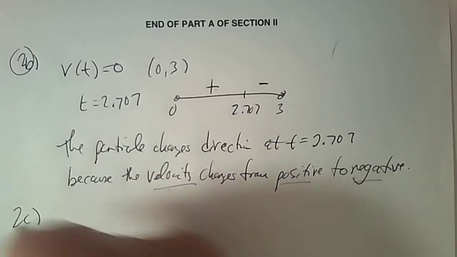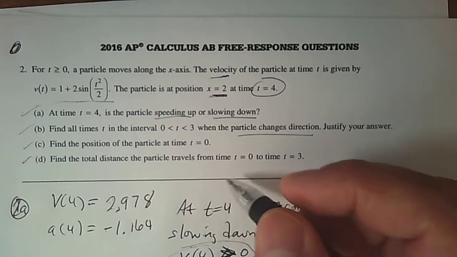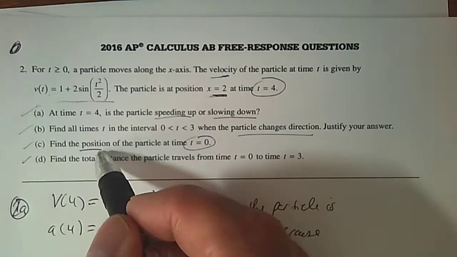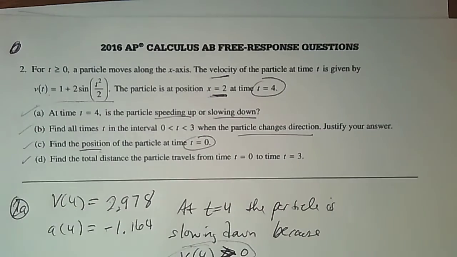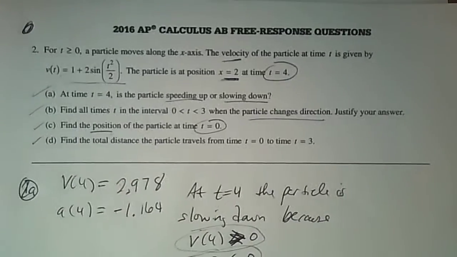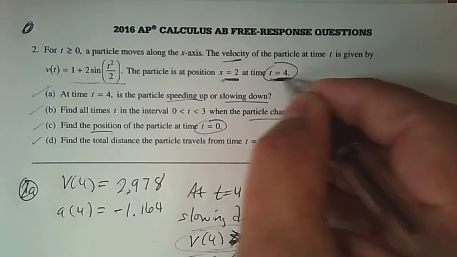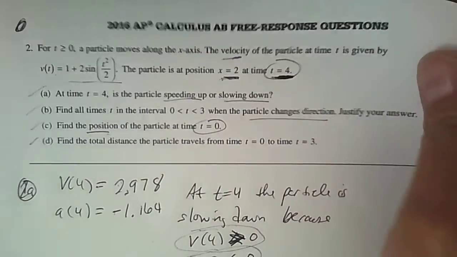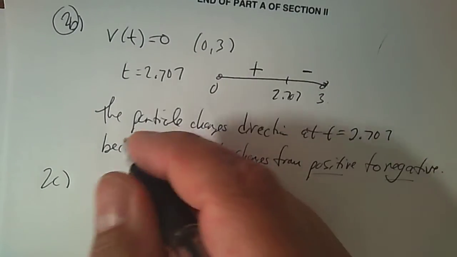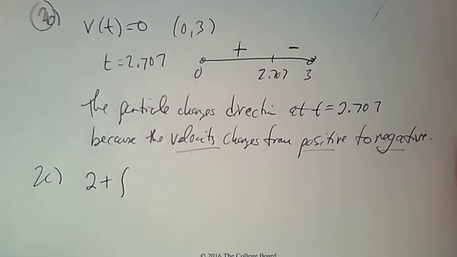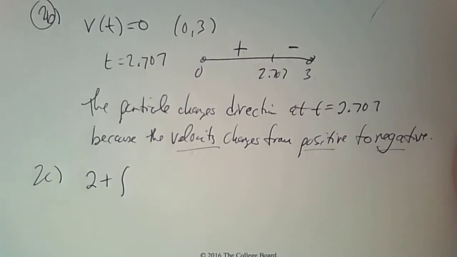All right, 2C. Find the position of the particle at time t equals 0. So what I'm looking for is the position. If I have velocity, how do I find position? And the answer is you integrate the velocity. So that's what I'm going to do. But I need a starting value if I'm going to find it, and I am given a starting value. At time equals 4, the starting position is 2. So I'm going to start at 2. But now I'm going to integrate the velocity to know what the increase or decrease is.